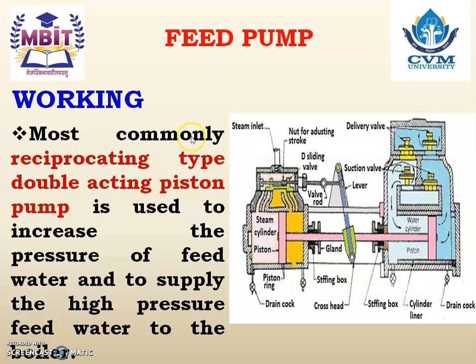Working. Most commonly, reciprocating type double acting piston pump is used to increase the pressure of feed water and to supply the high pressure feed water to the boiler.